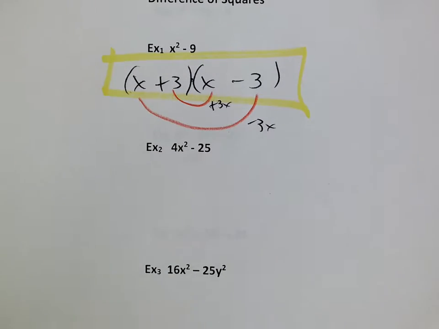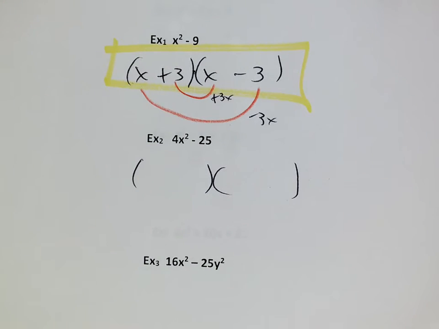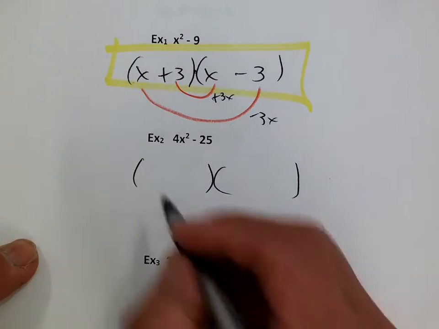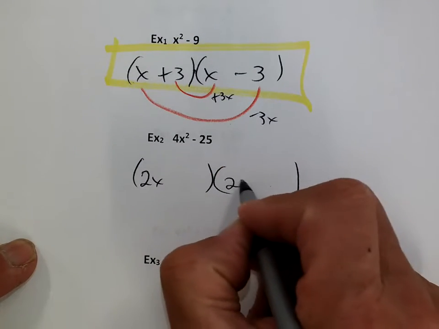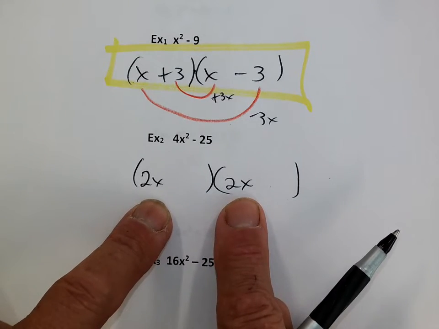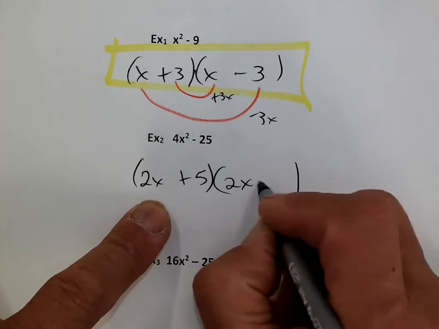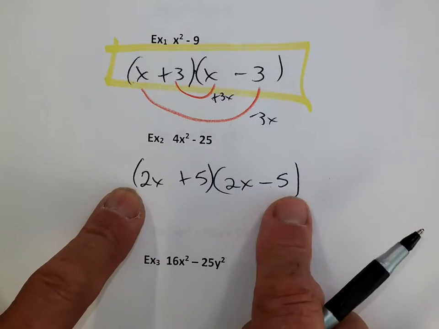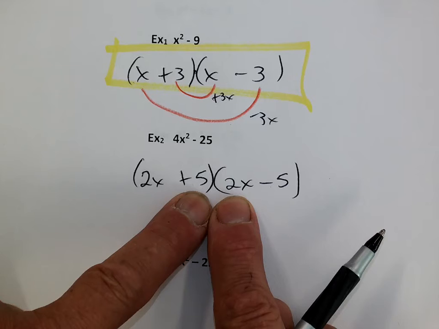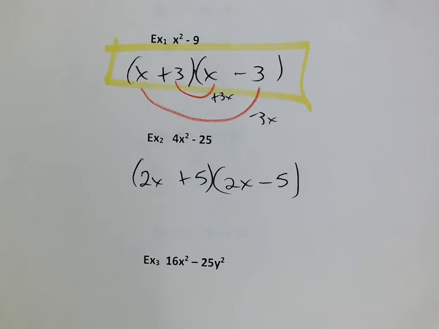Example 2, same type of stuff. I mean, same things. We're going to go parentheses, parentheses, parentheses, parentheses, right? And the way I'm going to make a 4x squared, well, that seems not too hard. 2x times 2x. Because 2x times 2x makes a 4x squared. And then I need to make a negative 25, so I'll go to positive 5 and a negative 5. And I could check my double smiley if I wanted to. Negative 10x, positive 10x. They cancel each other out. Shows there's no middle term. I like these. These are pretty easy, huh?